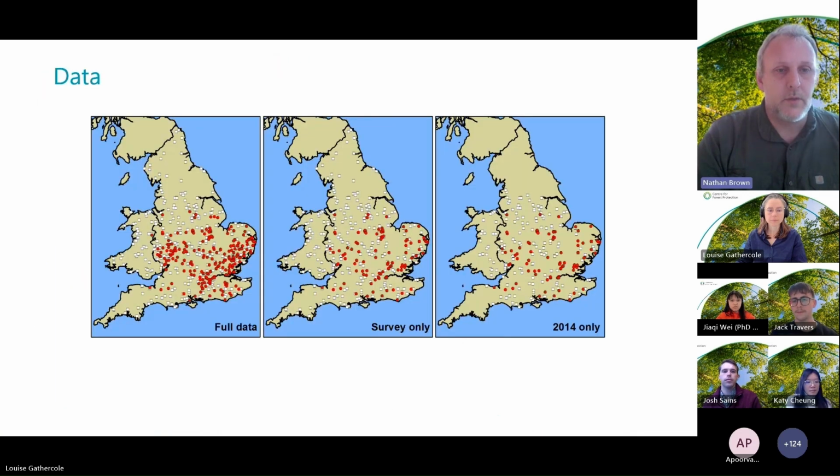So that left us with a designed survey that we could split in lots of different ways to conduct our analyses. We could either have a full data set, very biased to where occurrences were happening because we had all the tree alert reports included. We could have survey-only data sets, or we could focus in on just this 2014 survey.